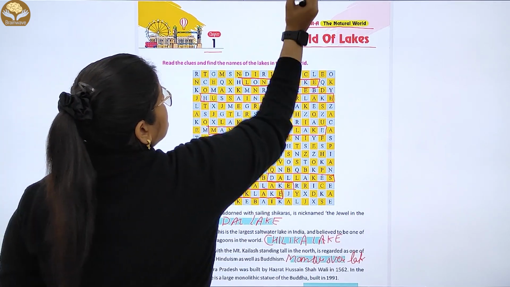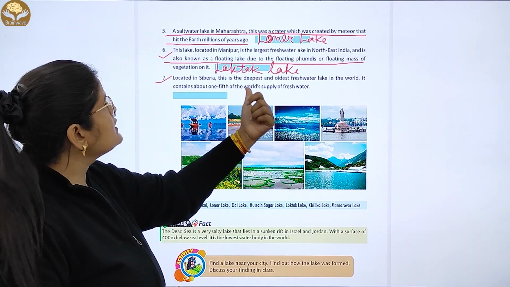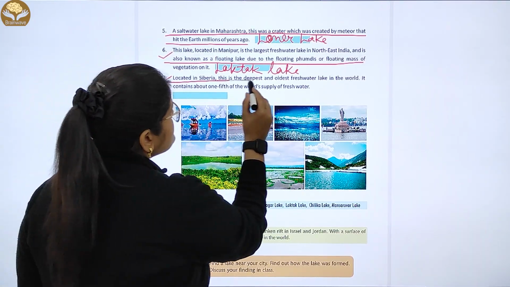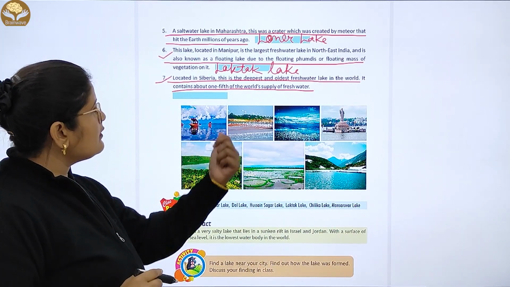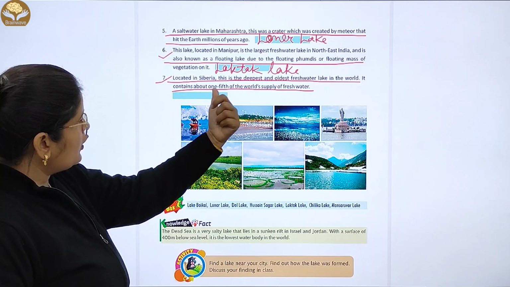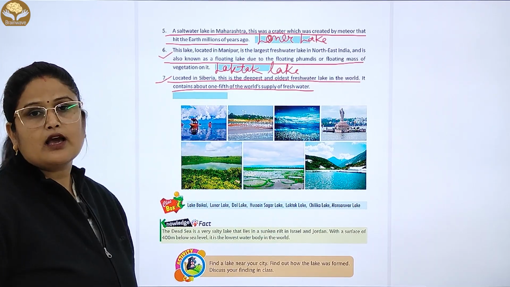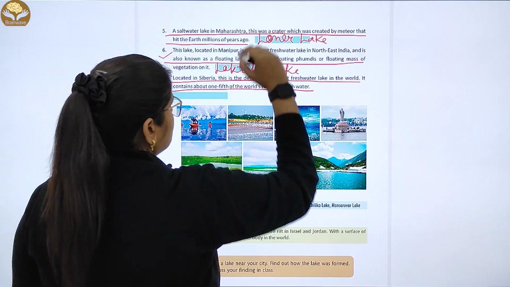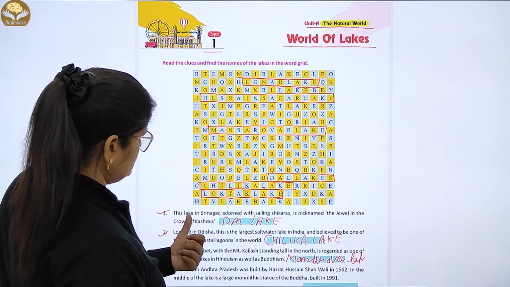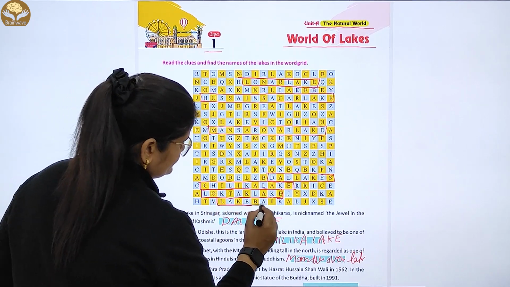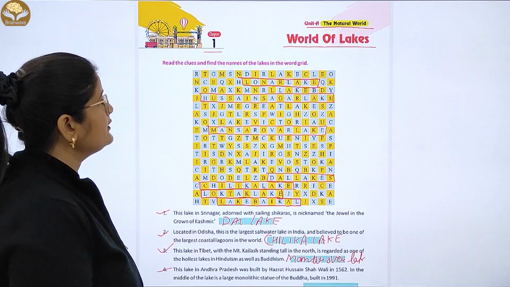Okay. And last one. Located in Siberia, this is the deepest and oldest freshwater lake in the world. It contains about 1/5 of the world's supply of fresh water. This is Lake Baikal. And where is it? This one. Okay.